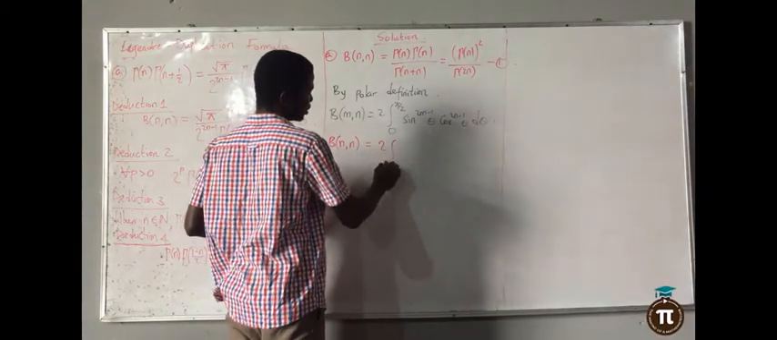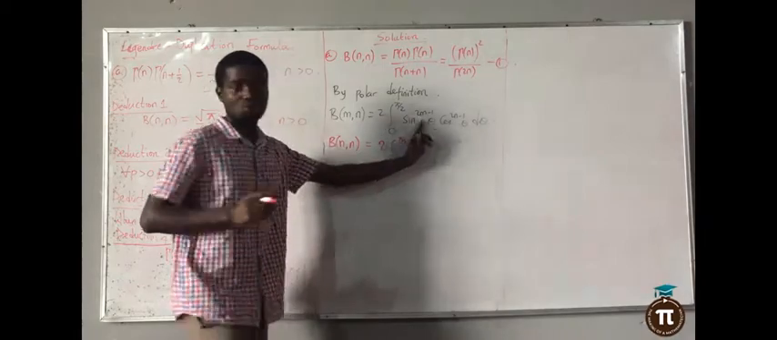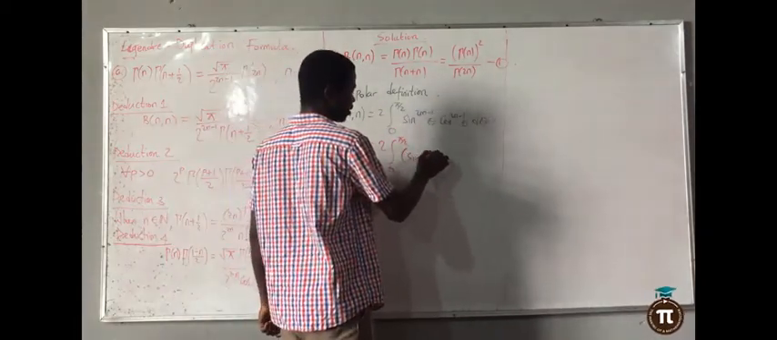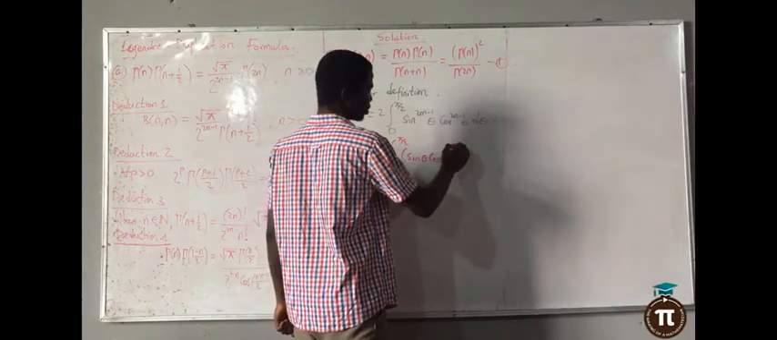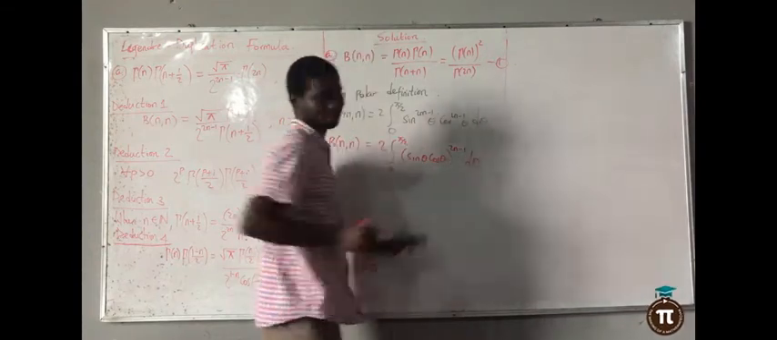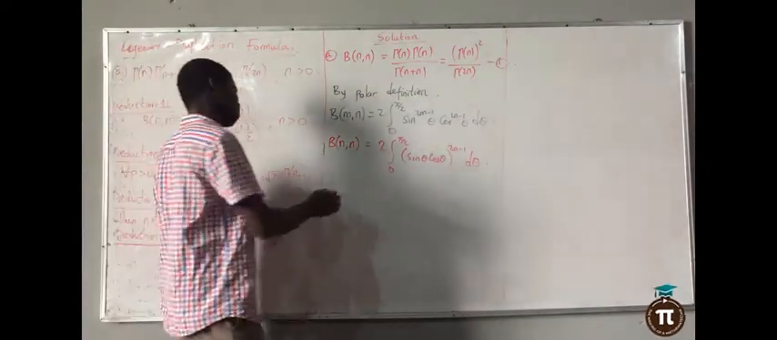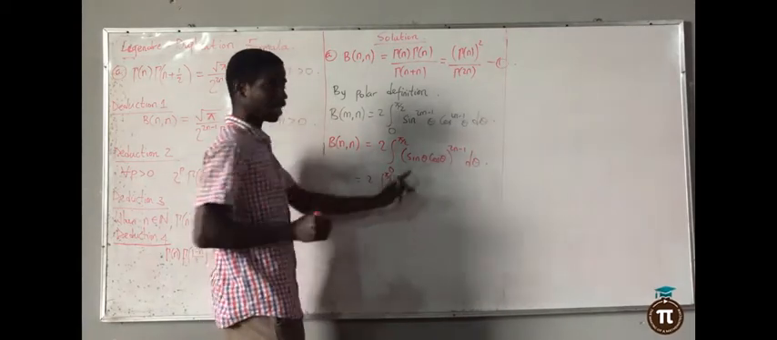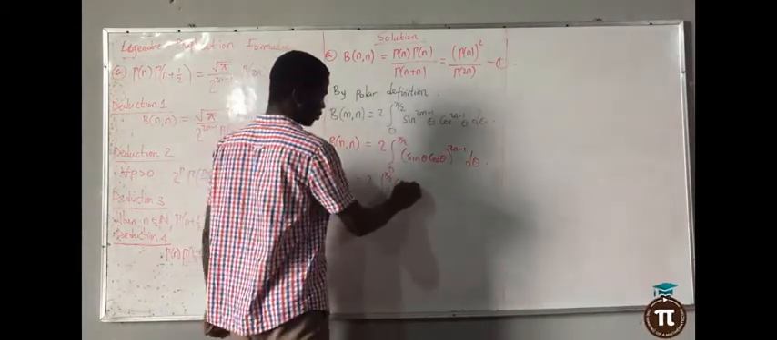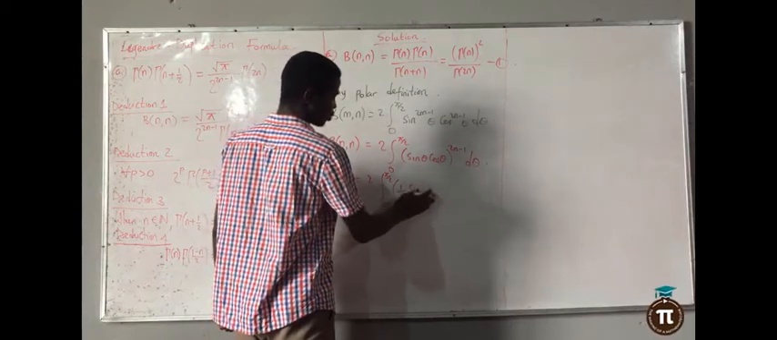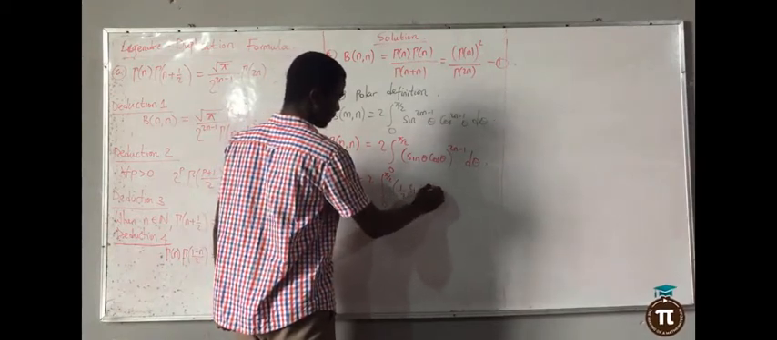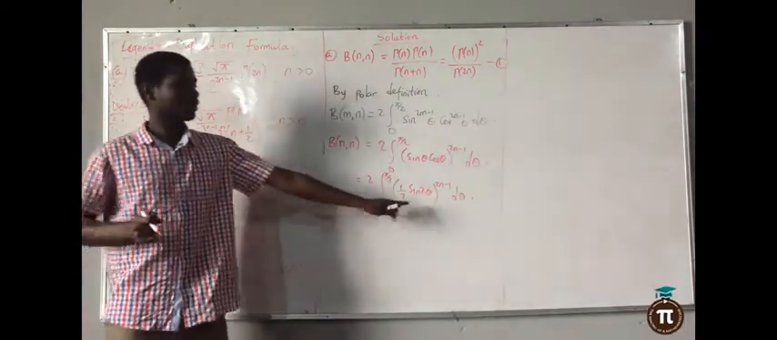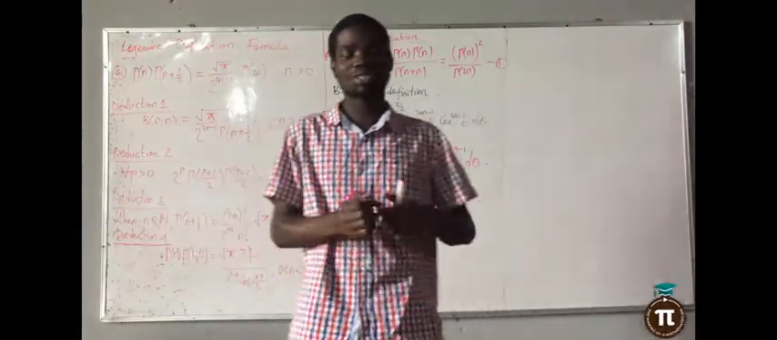This one will be 2 integral from 0 to pi over 2, with powers 2n minus 1 and 2n minus 1. So I can group them together to become sine theta cos theta, everything raised to the power of 2n minus 1, d theta, as you can see. Don't forget, this is 2 integral from 0 to pi over 2. If we look at sine theta cos theta very well, this is the same thing as 1 over 2 sine 2 theta from trigonometry, all raised to 2n minus 1, d theta. This is because sine 2 theta is equal to 2 sine theta cos theta.